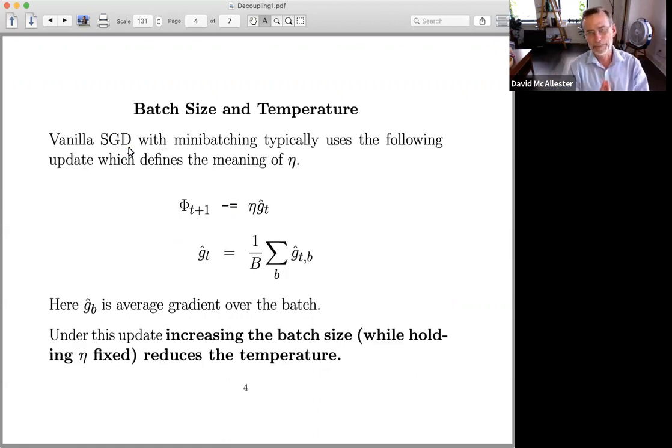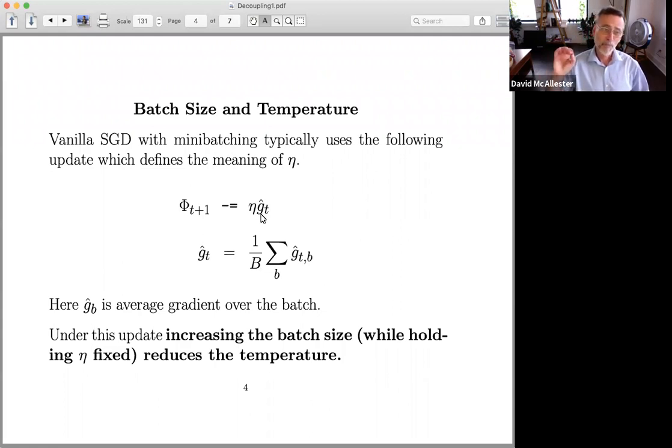Okay, batch size. The standard way of formulating mini batching is to take an average over a batch. The batch has size capital B, and we take the loss gradient at each batch element and average them over the batch. Then we define the update to be the learning rate times the average over the batch of the gradient.